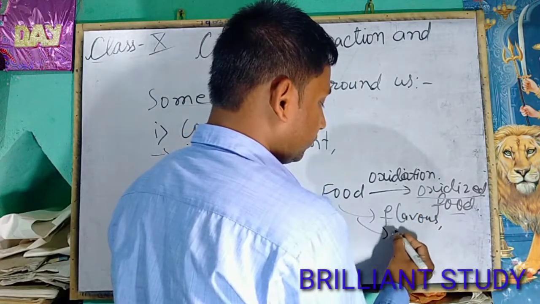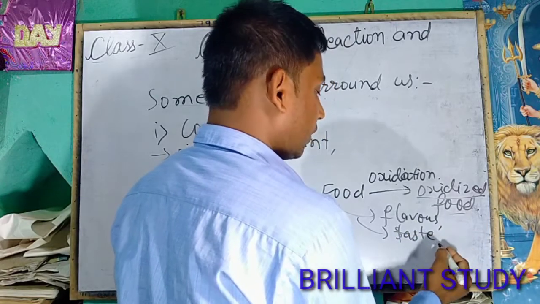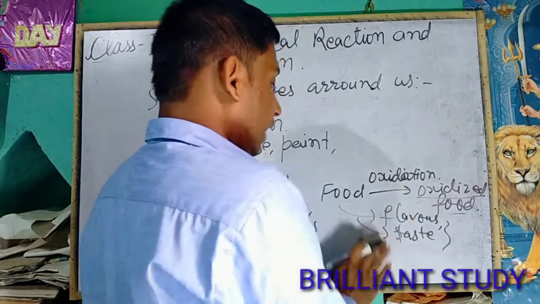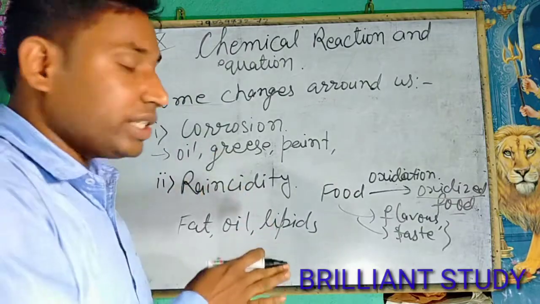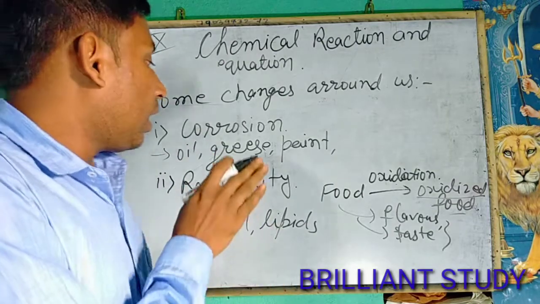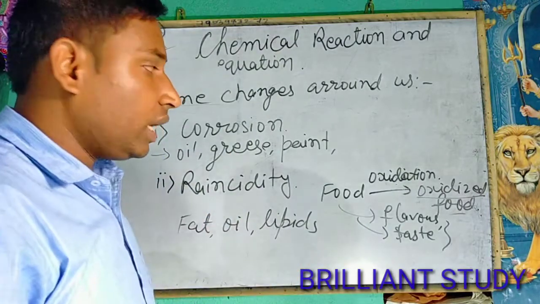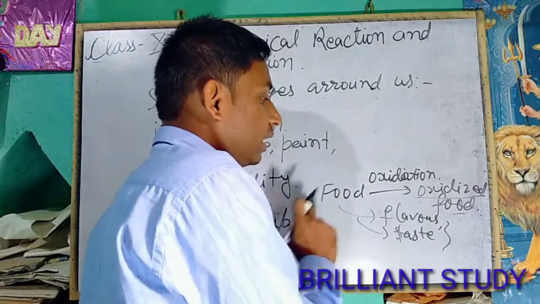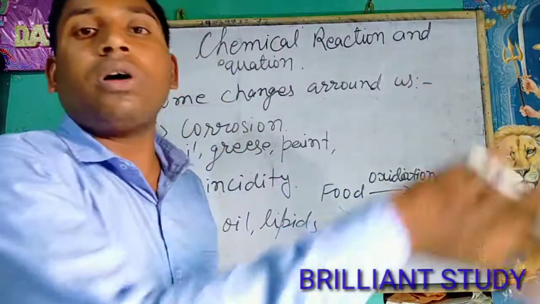So due to the formation of oxidized food, the flavor or taste will totally change. This is the example of rancidity. So we can define the term rancidity: rancidity is the process of oxidation in which the flavor or taste of the food totally changes due to oxidation.